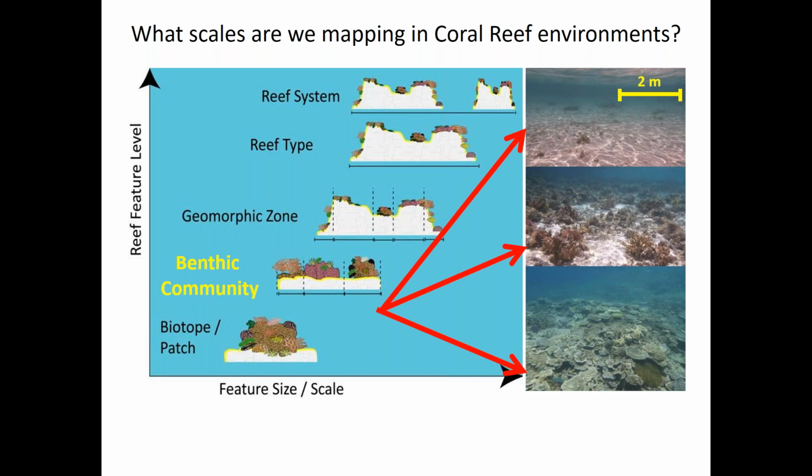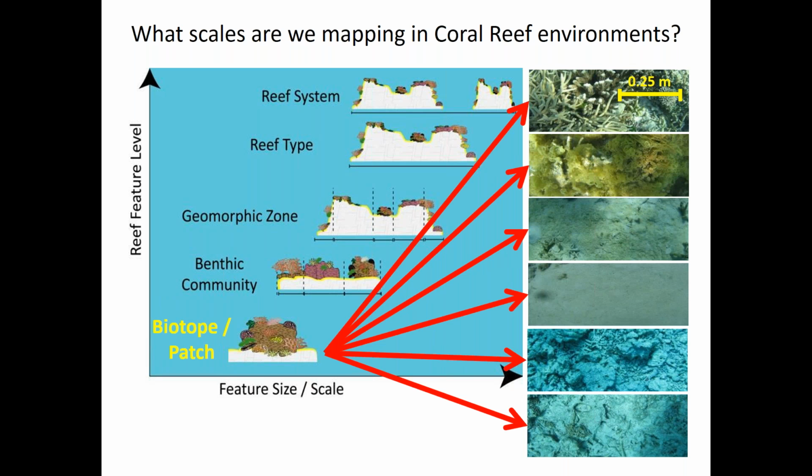Within each of those zones, you can find what we call the benthic community, the composition of different plant and animal life, such as algae or corals. And within each of those benthic communities, you could look even further at patches of only the coral, the seagrass, the sand, the rubble, and the rock. Together, all these features make up this environment.